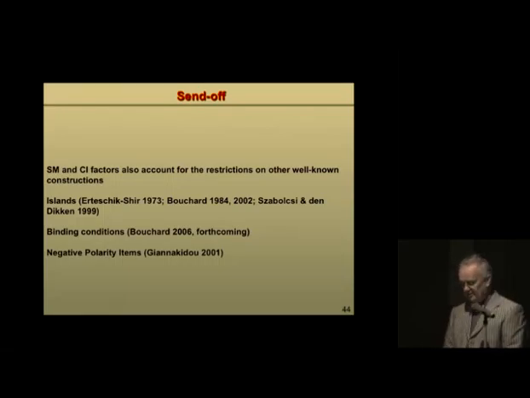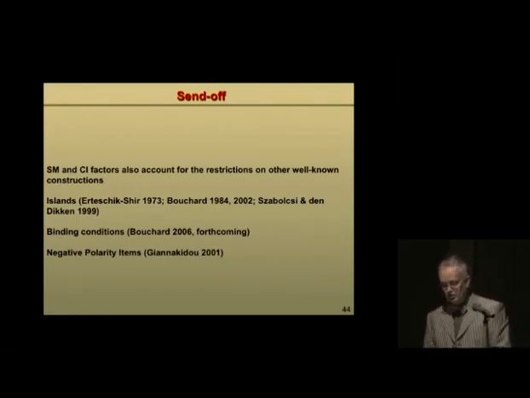Binding conditions, I've done some work on that, particularly on binding condition C. You can get rid of binding condition C because if you look at the facts differently, it follows that things must be interpreted in that way. Again, it's another talk. Negative polarity items, there's a very nice paper by Giannakidou who shows that if you look at the meaning of these elements, you don't need structure-dependent conditions of some sort. The meaning just explains exactly what is going on.